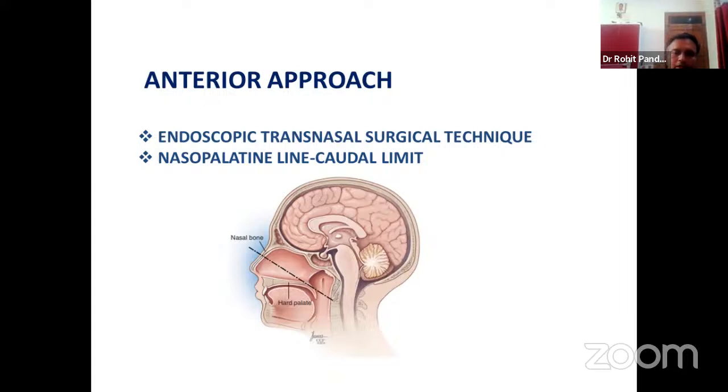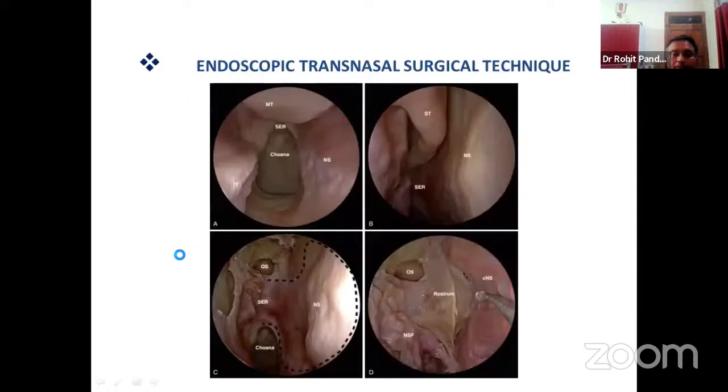So in this method, if you are using the endoscopic transnasal surgical technique, the area which can be accessed includes the area which extends from the planum sphenoidale, and the caudal limit is decided by a line called the nasopalatine line. The nasopalatine line extends from the lower part of the nasal spine, touches the posterior end of the hard palate, and is extended posteriorly. So it extends and touches the lower C2 body. This is the lower limit of the lesion which can be accessed through the endoscopic transnasal surgical technique.